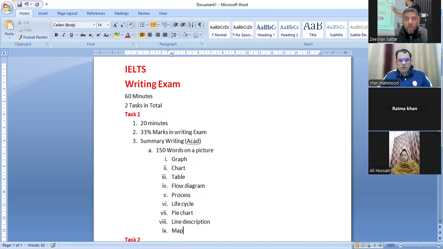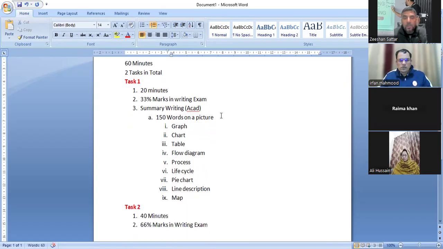So what is IELTS task 1 for 20 minutes for academic students? ये एक summary writing है एक पिक्चर पर, and this picture can be a graph, can be a chart, can be a table, can be a flow diagram. This can be a process. It can even be a life cycle diagram. It can be a pie chart, even ये एक line description या map भी हो सकता है.